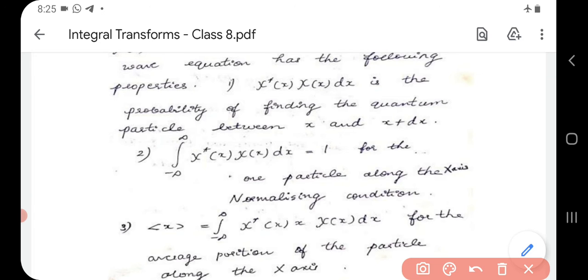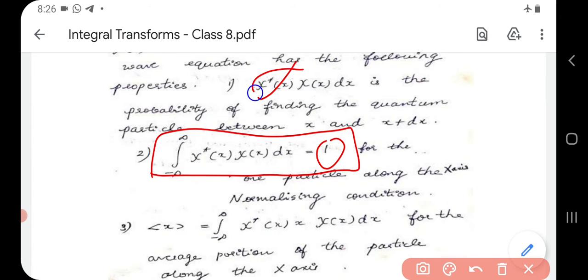Now, if you integrate this expression from minus infinity to plus infinity, and you get 1, then the particle will be along the x-axis, and we say that this is the normalization condition. So this expression gives you the probability of finding the particle in the space between x and x plus dx, and its integral between minus infinity and plus infinity, if that is 1, is the normalization condition.